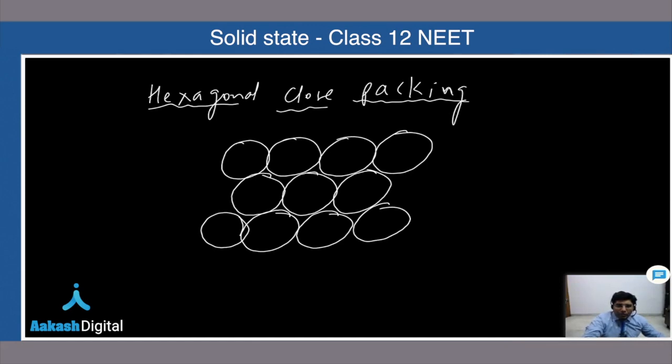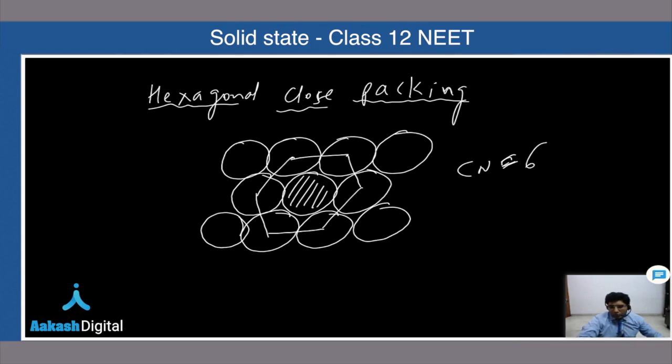Now, why hexagonal close packing? Because if I join these centers, what will I get? Hexagon. Now, what is the coordination number of each atom? If I talk about this atom, how many atoms are touching? Excellent. In square close packing, 4 will touch. Here 6 will touch.